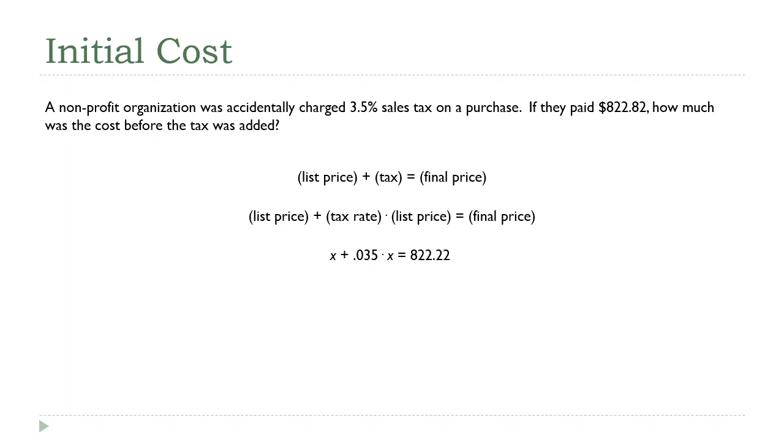I'm going to take the left-hand side and combine those two like terms together. It's going to become 1.035x equals 822.82. And if we divide both sides by 1.035, we're going to end up with our final answer. The amount that they should have paid, the original price of whatever it is they were buying, was $609.05.